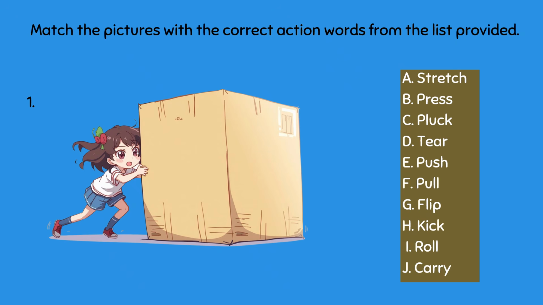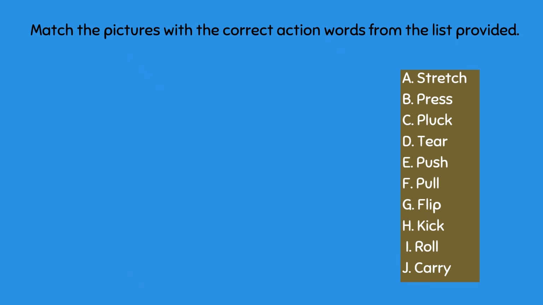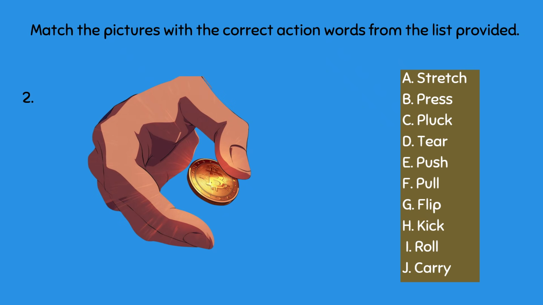Alright, let's do the activity. Match the picture with the correct action word from the list provided. We have here number 1. What is your answer? Answer is letter E, push. Next, number 2. Answer is G, flip.